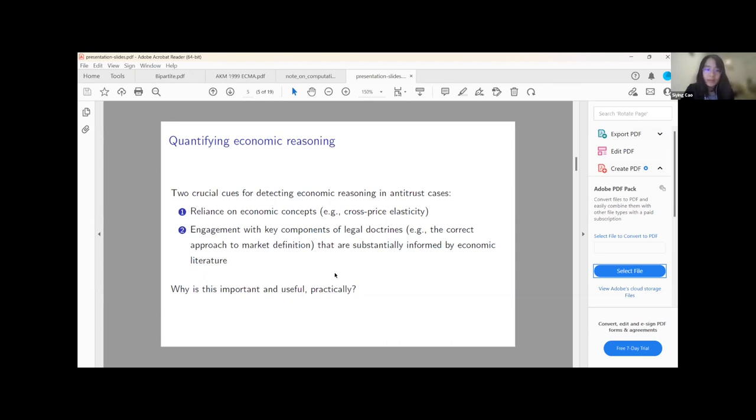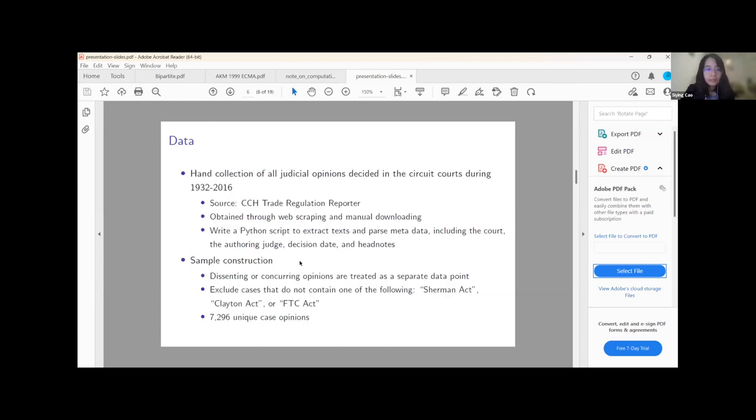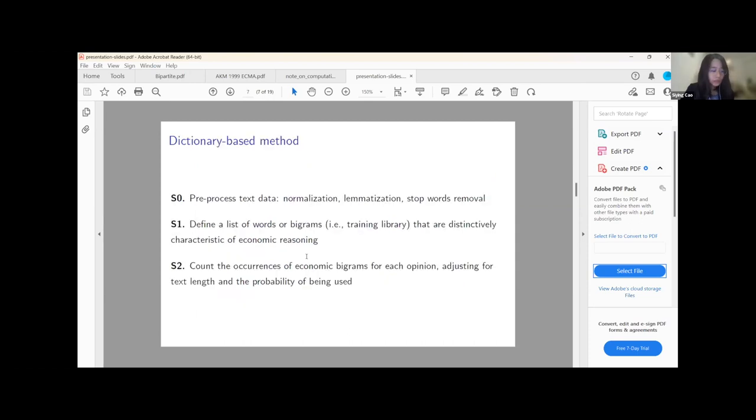And I think later in the panel discussion, I'll talk more about why this is important for agencies and, in a practical way, how this is going to be useful. But now let me just describe the measurement exercise. The data that I use in this paper are hand collected from the CCH Trade Regulation Reporter. The sample has 7,000 unique case opinions, which is the universe of appellate opinions published in circuit courts during 1932 to 2016. So this is quite a large data set, and each opinion has 1,000 or 2,000 words. That's quite a lot of information to deal with.